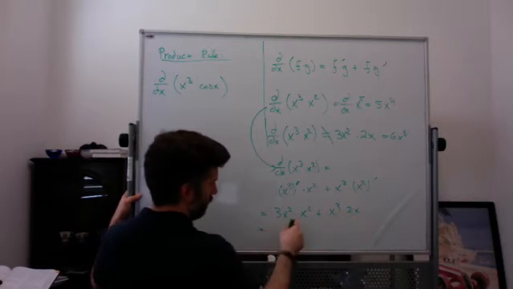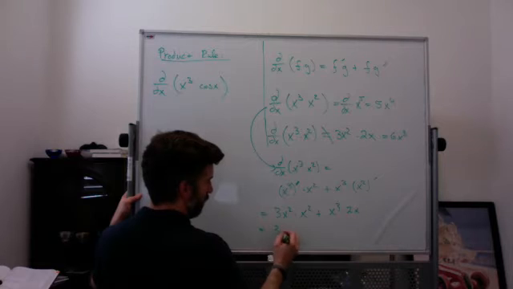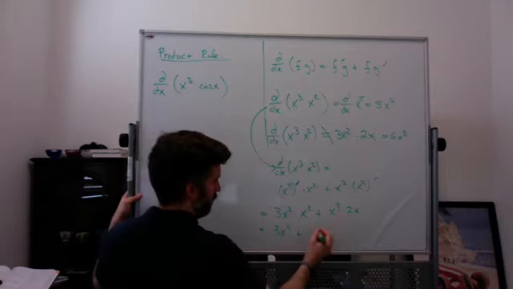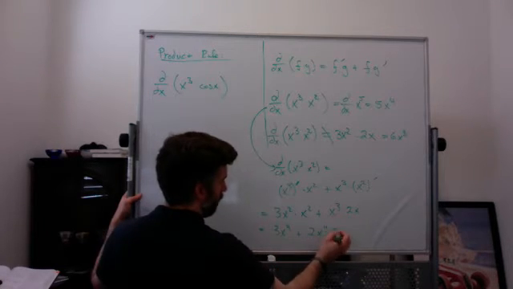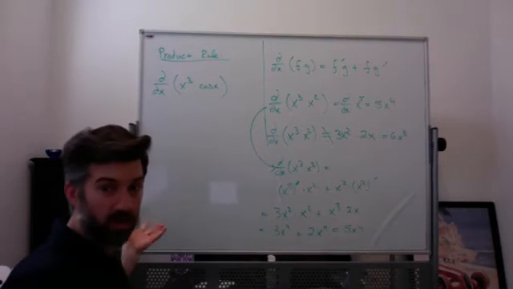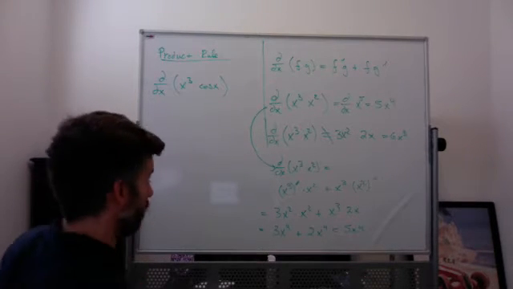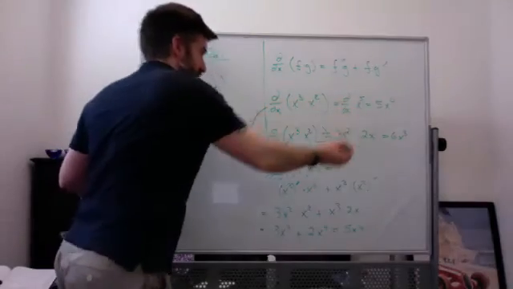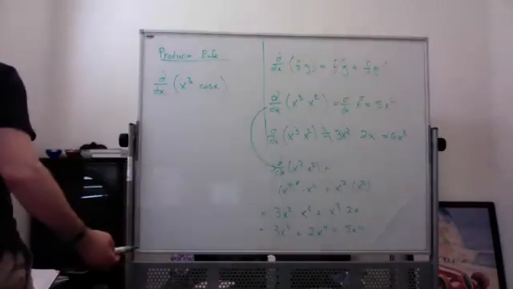And this ends up being 3x squared times x squared is 3x to the fourth. x cubed times 2x is 2x to the fourth. And if you add this together, you get 5x to the fourth, just like you should for this derivative. This derivative is 5x to the fourth, and the product rule also shows that.